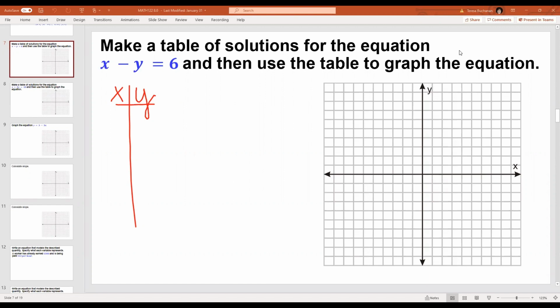And so I could put some points in here, say, what if I put in a 10? Then what would I have to subtract to make that equal 6? 10 minus, so y would have to be a 4, right? If I put in, say, let's do something interesting. How about if I put in a negative 2, x equal to negative 2, what would y have to be? So thinking about negative 2 minus y equal to 6.